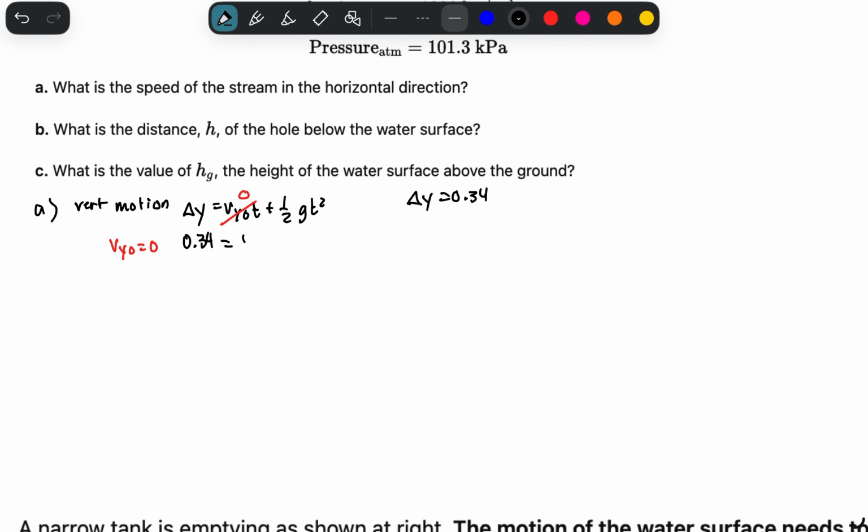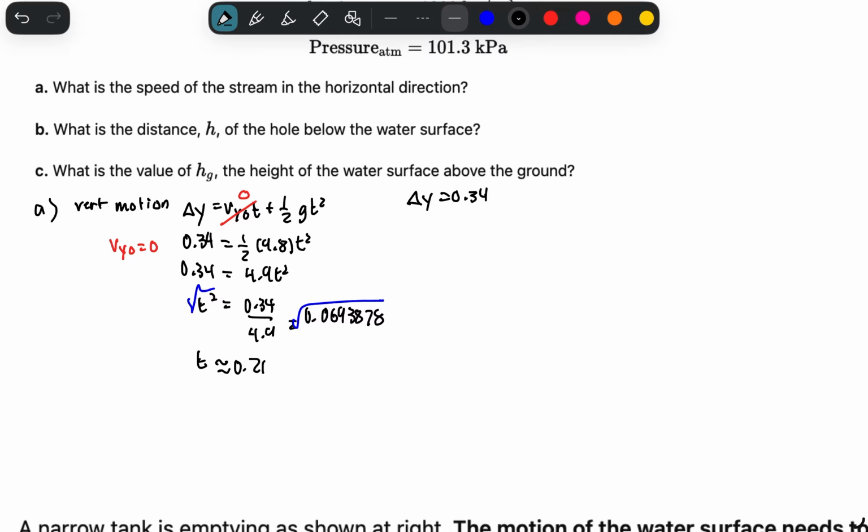0.34 is equal to 1/2 times 9.8 t squared. So that's 0.34 equals 4.9 t squared, and then t squared is equal to 0.34 divided by 4.9, which is 0.0693878. We'll take the root of both sides here, and you'll get that t is equal to approximately 0.263 seconds.